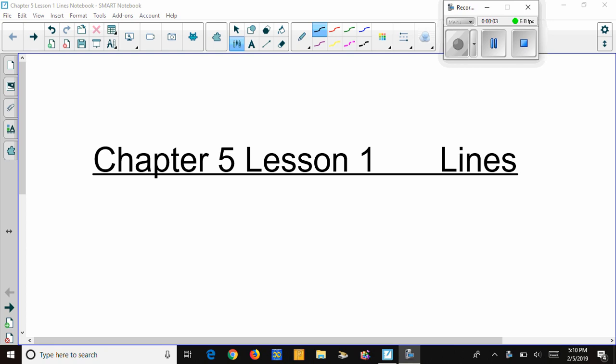Welcome to Chapter 5, Lesson 1. This lesson is particularly going to be about lines and the angles that we make when we have different types of lines intersecting or when they're parallel to each other. The vocabulary is going to be on the next page because you're going to see that we filled in a worksheet so that we could better organize the material as we were presenting it to you.